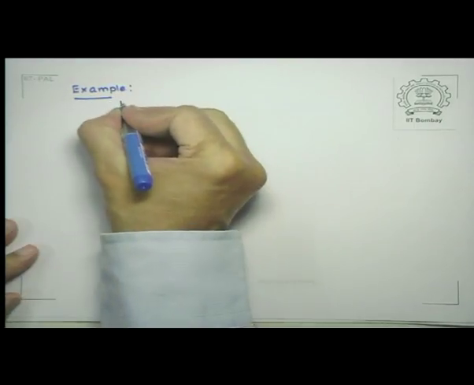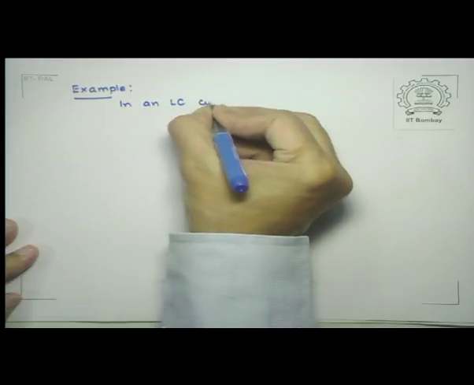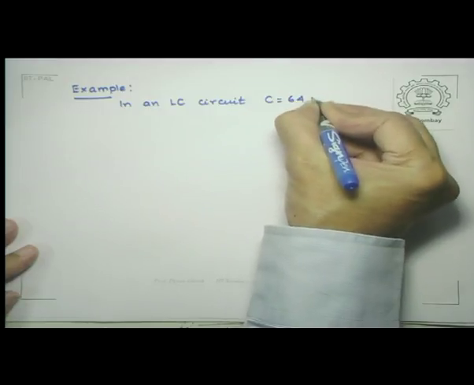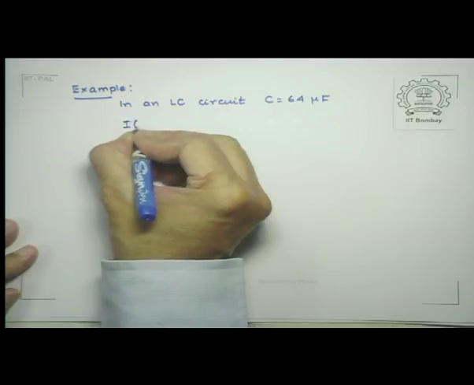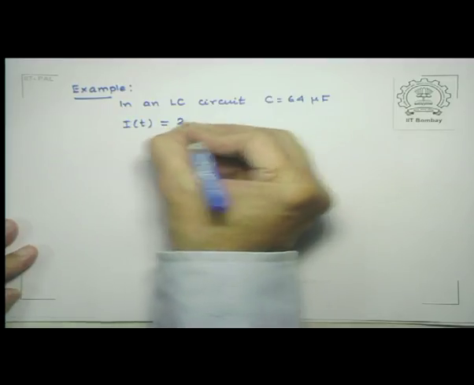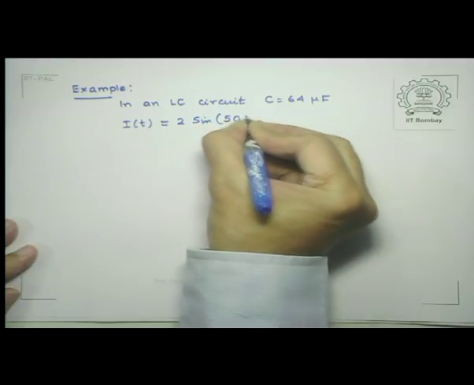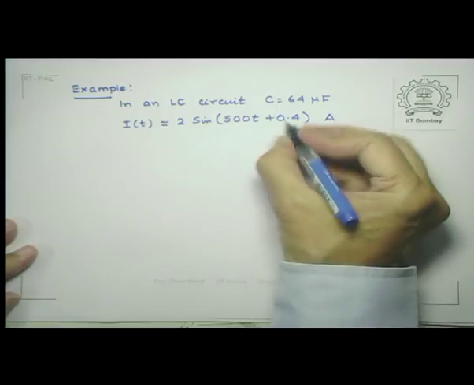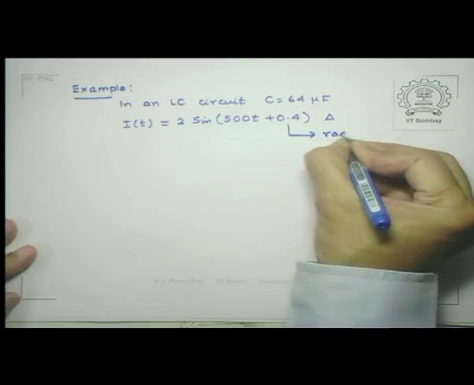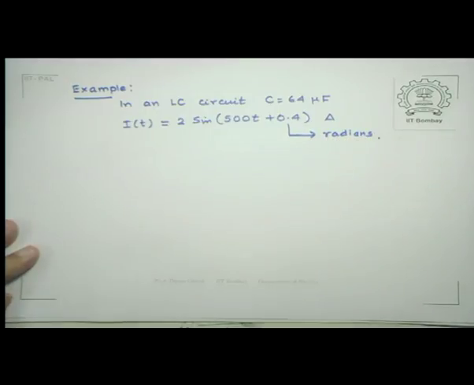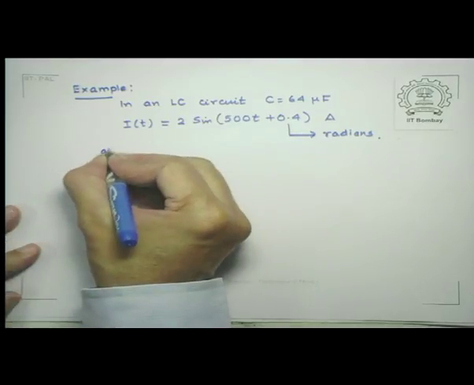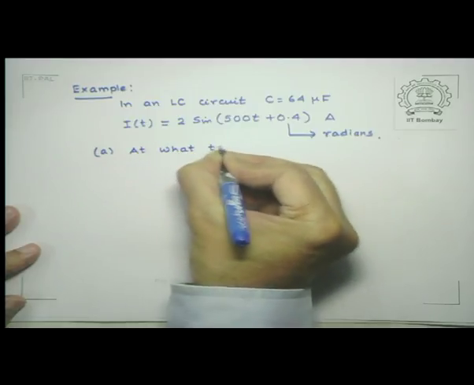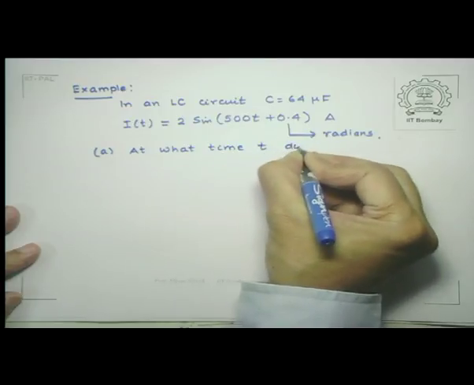In an LC circuit, given C is equal to 64 microfarad, the expression for current is given by 2 sine (500t plus 0.4). This is of course in ampere, and the phase constant 0.4 is in radians. I have a few questions. A, at what time t does the current reach maximum?